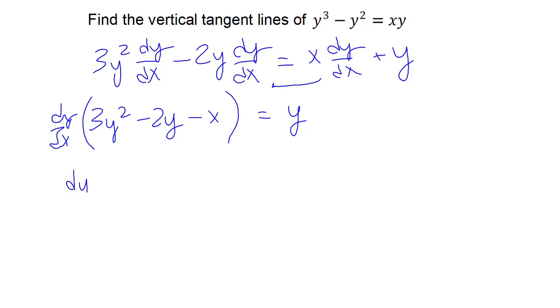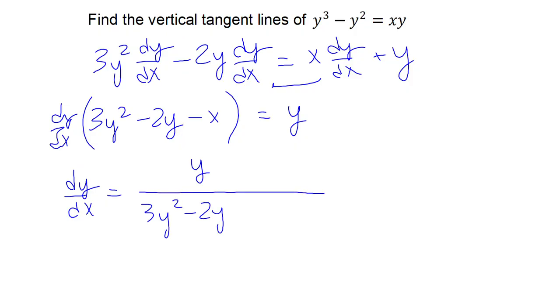And we end up with dy/dx is y over 3y squared minus 2y minus x. And if we're looking for vertical tangent lines, that means we need to set the denominator of our derivative equal to 0, because that would yield an undefined value for our derivative, and undefined slopes are vertical lines. So for this one, there's nothing nice to just factor out of it, but we can do a substitution.